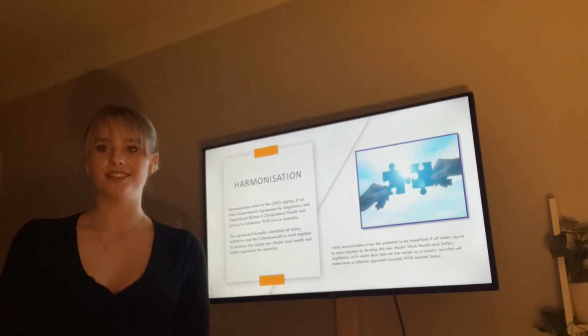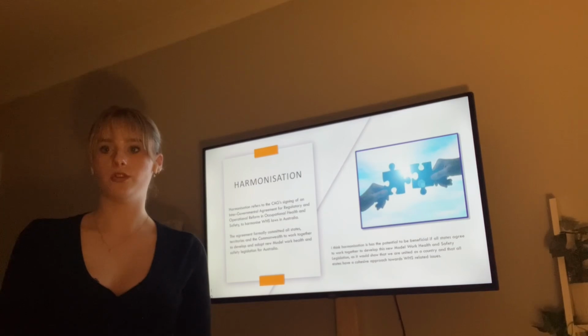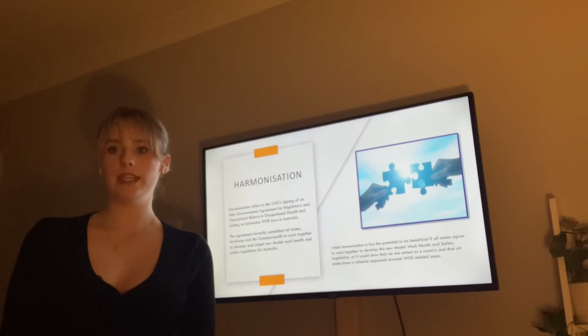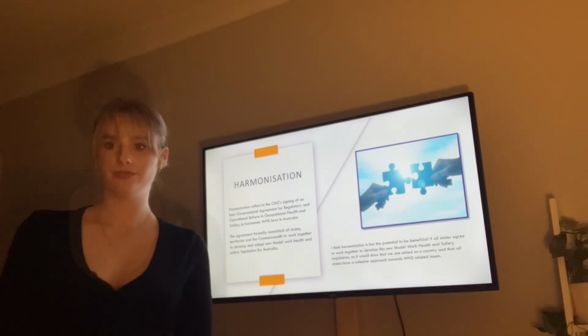Harmonisation refers to the Council of Australian Governments signing an intergovernmental agreement for regulatory and operational reform in occupational health and safety to harmonise work health and safety laws in Australia. The agreement formally committed all states, territories and the Commonwealth to work together to develop and adopt new work health and safety legislation and guidance materials for Australia.